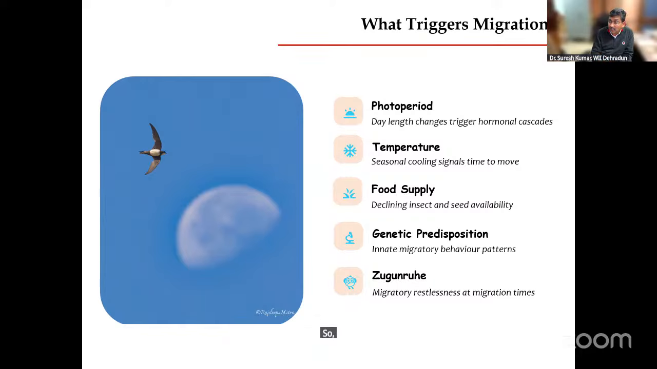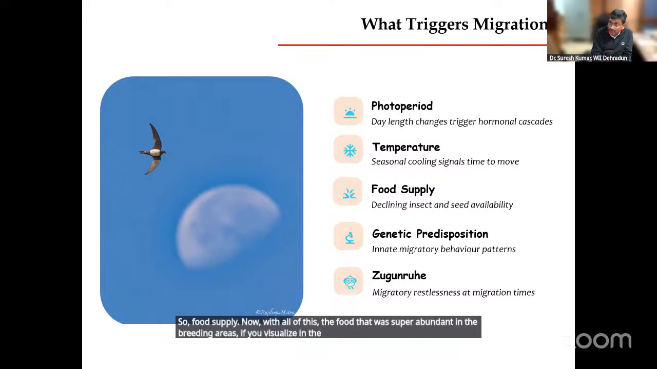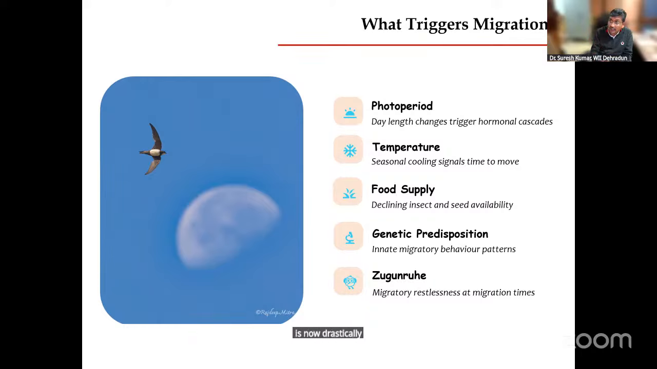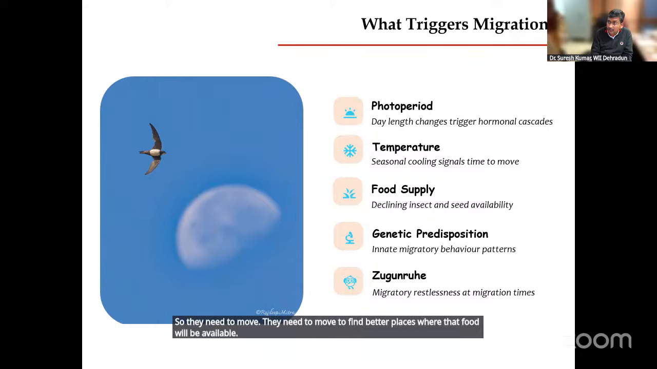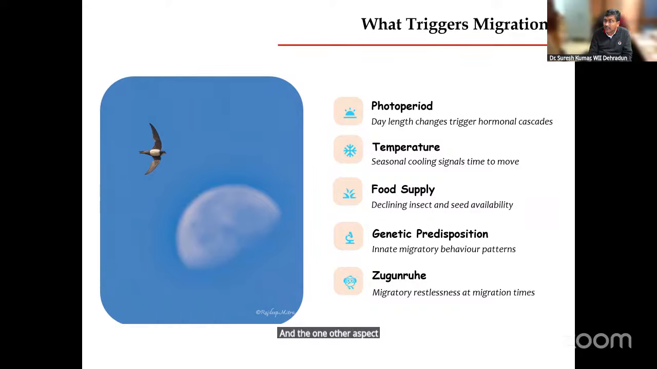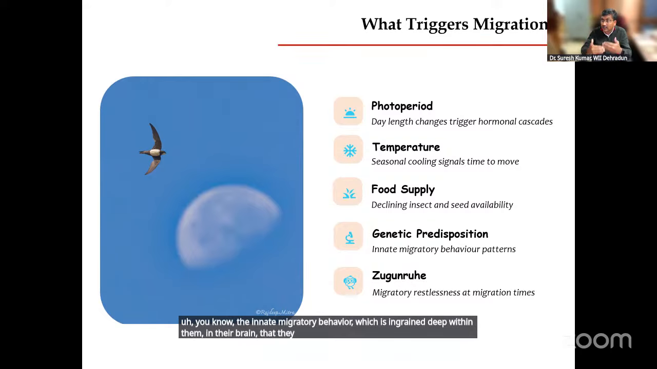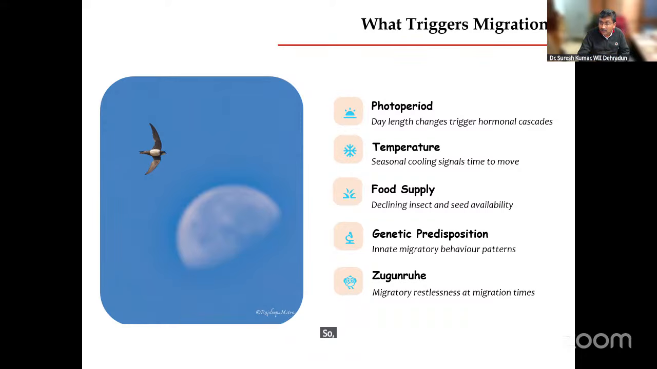So food supply. Now, with all of this, the food that was super abundant in the breeding areas, if you visualize in the northern latitudes, is now drastically coming down. So they need to move. They need to move to find better places where that food will be available. And the one other aspect is the genetic predisposition. So there is the innate migratory behavior, which is ingrained deep within them in their brain, that they have to migrate, they have to move at that particular point of time. So this is what triggers migration.